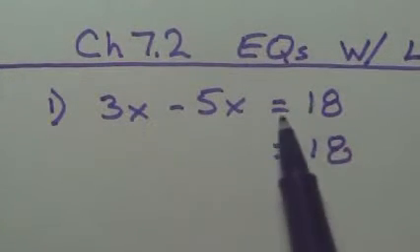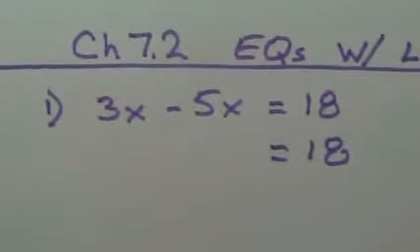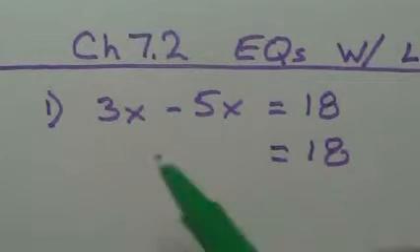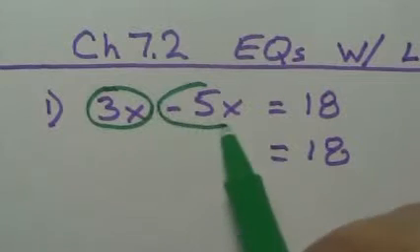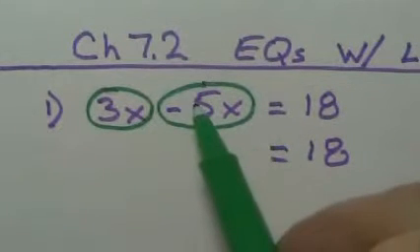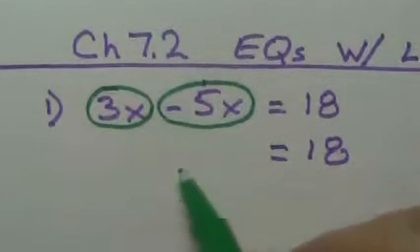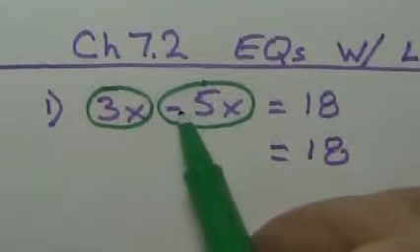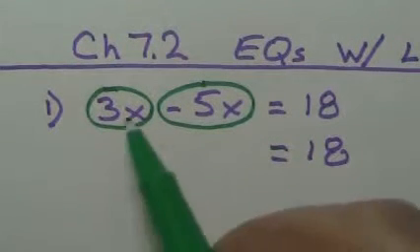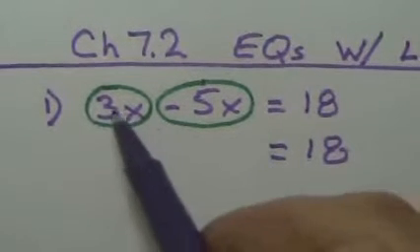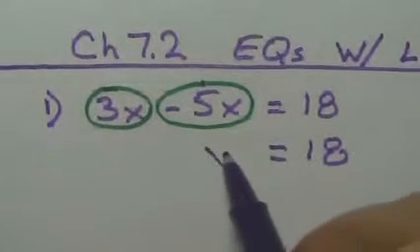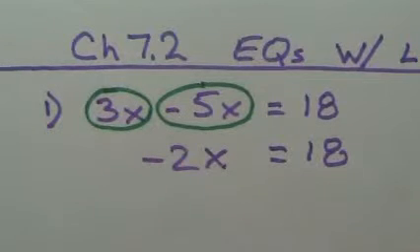So 3x minus 5x equals 18. Notice that I have like terms. My like terms are 3x and negative 5x. You can say plus negative 5x or just leave it minus 5x. Either way you look at it, it's still a negative value. So 3x minus 5x. Well, 3 minus 5 is negative 2. So it's negative 2x.